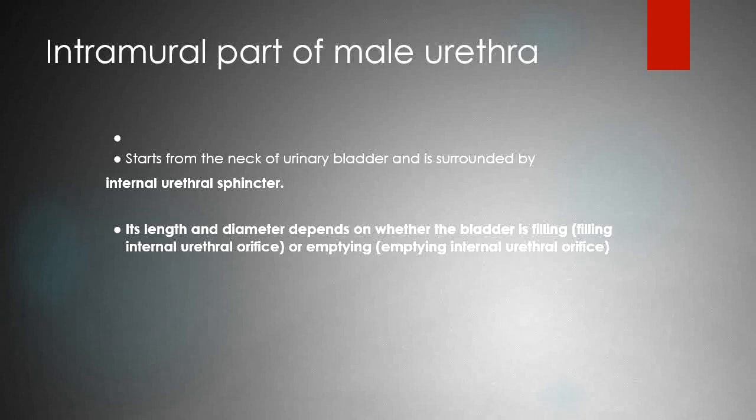Suppose if the bladder is filling, bladder neck will be tonically contracted and internal urethral orifice will be small and it will be located at a higher level. And if the bladder is emptying, the orifice will be wide, relaxed and it will be located at a relatively lower level.